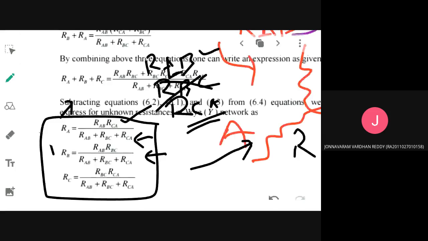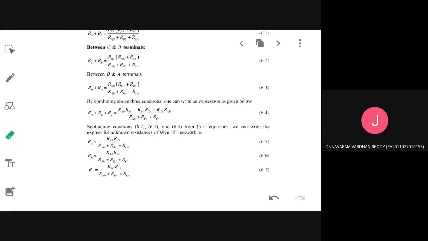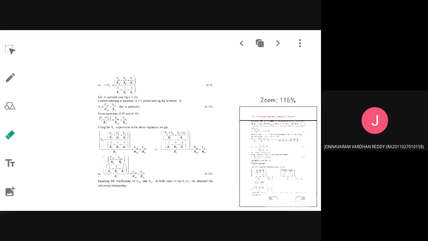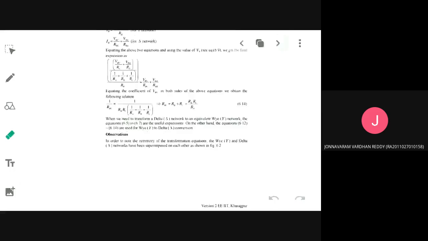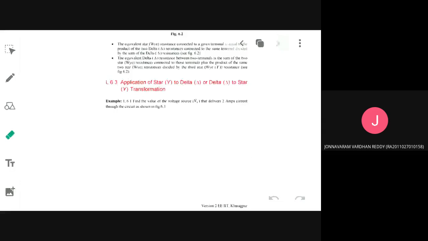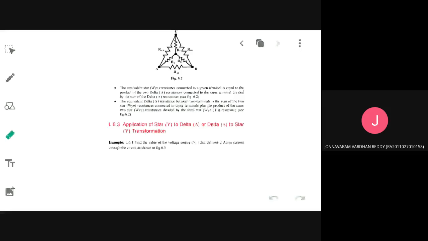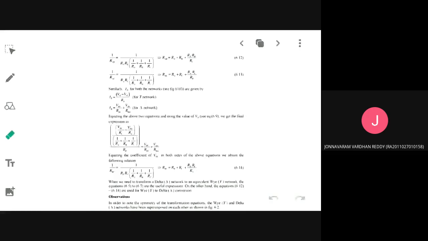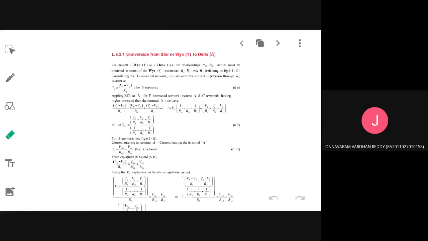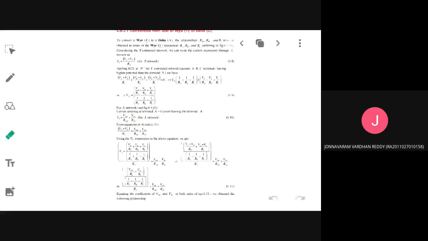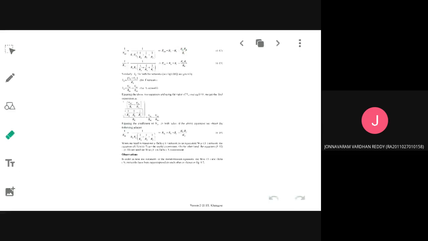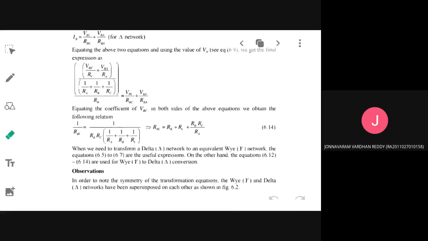If it comes to what conversion? Delta to star. Okay, similarly, you need to learn how to convert the other way around. If star terms are given, then how will you be able to get delta? They have given some derivation in this final formula.